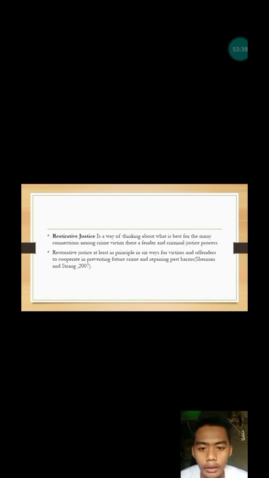Restorative justice is a way of thinking about what is best for the connections among the crime victim, the offender, and the criminal justice process. Restorative justice, at least in principle, provides ways for victims and offenders to cooperate in preventing future crime and repairing past harms, according to Sheridan and Strong in 2007.